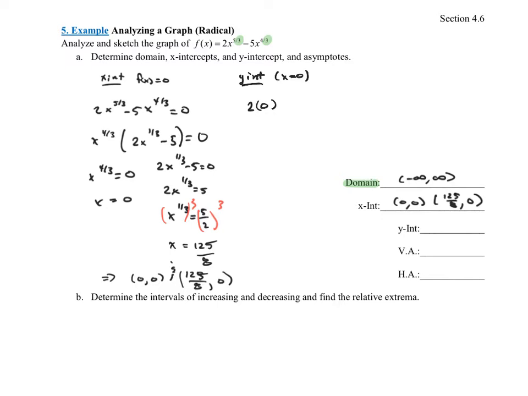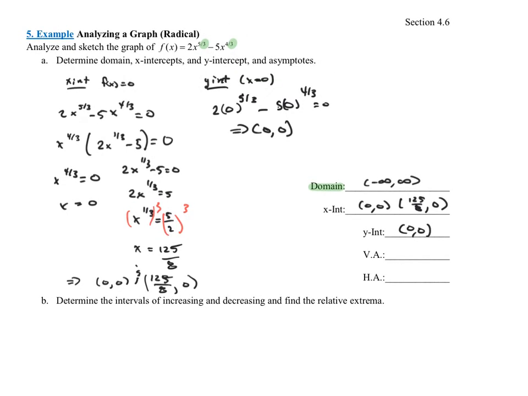But how do I get a y-intercept if you wanted to do it individually? You just plug in 0. So 0 to the 5/3 is 0, times 2 is 0. And 0 to the 4/3 is 0, times 5 is 0. So that gives me 0. So again, there's the mathematical version of showing that it's 0, 0. But again, I already knew that.